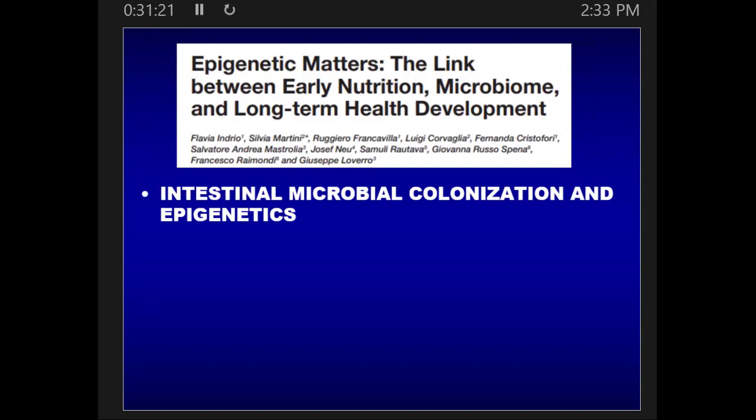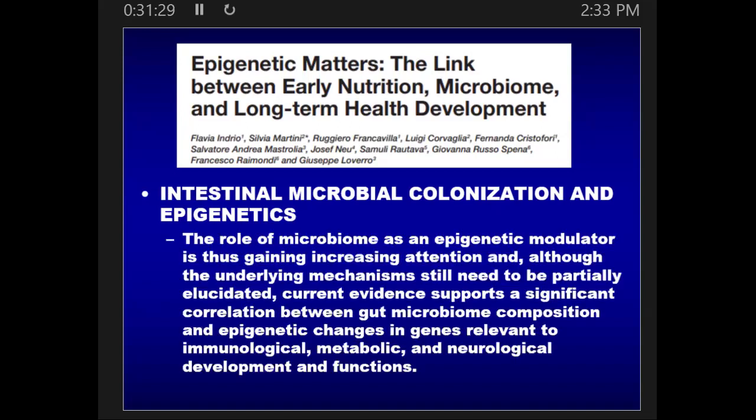There was a paper that was published on the link between early nutrition, microbiome, and long-term health development. This is looking at human moms who have children, babies, and following them out over the first 1,000 days to see what was happening. And so they're starting to come to the conclusion that the microbiome is an epigenetic modulator. This gets really, really interesting and kind of wacky to think about. But basically, microbes in your gut have a way to influence your gene expression.